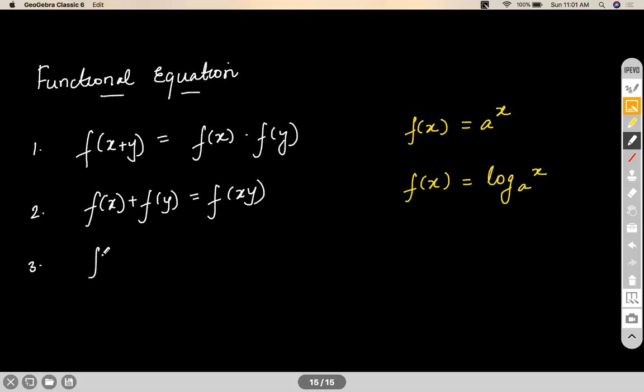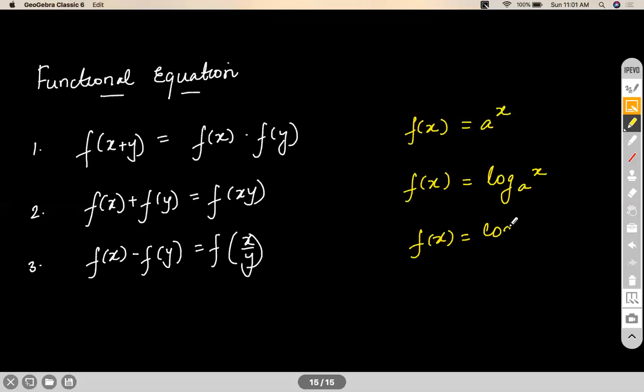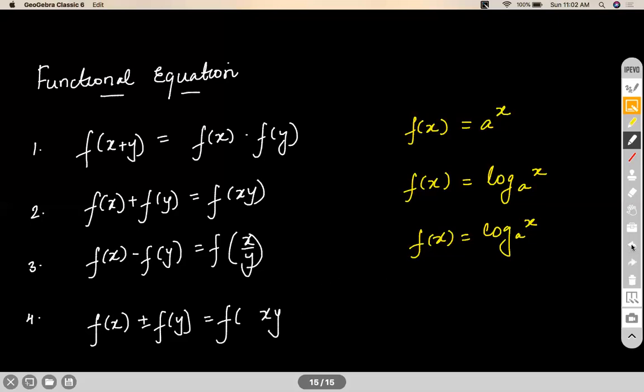Needless to say, if you have f of x minus f of y is equal to f of x by y, the same type of function will satisfy, that is, the logarithmic function. If you have something like this, f of x plus or minus f of y, just consider plus to be on top and minus on the bottom, and the same in the formula also: the top part will correspond to the plus and the bottom part will correspond to the minus. So I'm writing it in one go. Can you tell me which function satisfies this? Sine inverse x.